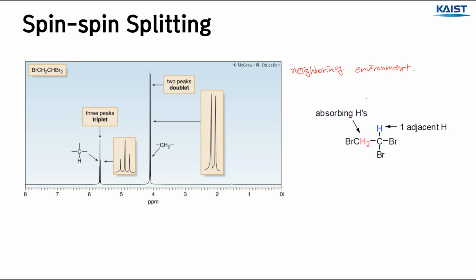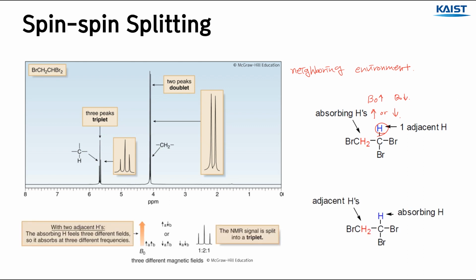How does the doublet due to the CH2 group on 1,1,2-tribromoethane occur? When placed in an applied magnetic field, the adjacent proton can be aligned with or against it. Thus, the absorbing CH2 protons feel two slightly different magnetic fields, one slightly larger than B0 and one slightly smaller than B0. They absorb at two different frequencies in the NMR spectrum, thus splitting a single absorption into a doublet.